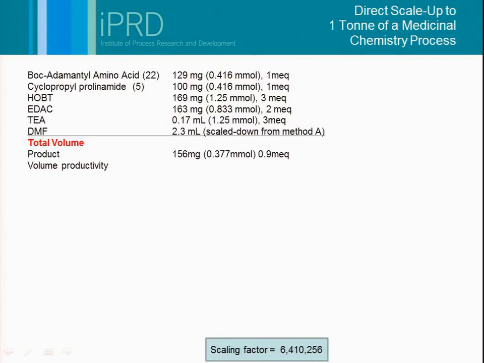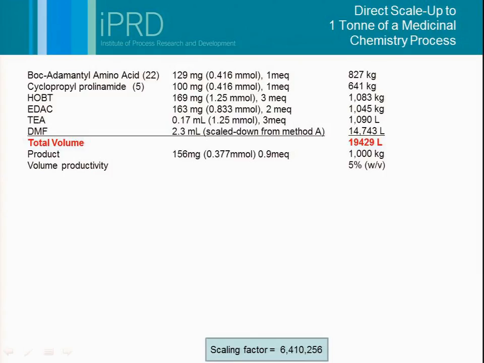They use DMF solvent, and there's a base in there, triethylamine. And these are the amounts of the reagents and solvents that are used. And you can see they're relatively small, and we produce 156 milligrams of product. Now, if we took that process and scaled it up directly to make a tonne, what are the consequences? So the scaling factor here is rather large, and of course I'm showing you why you wouldn't do this.